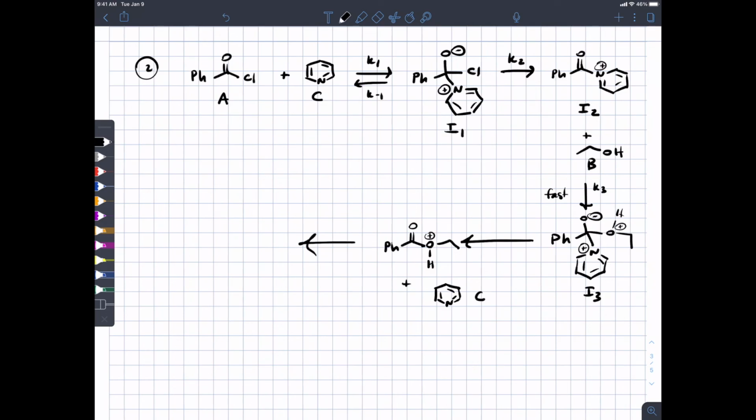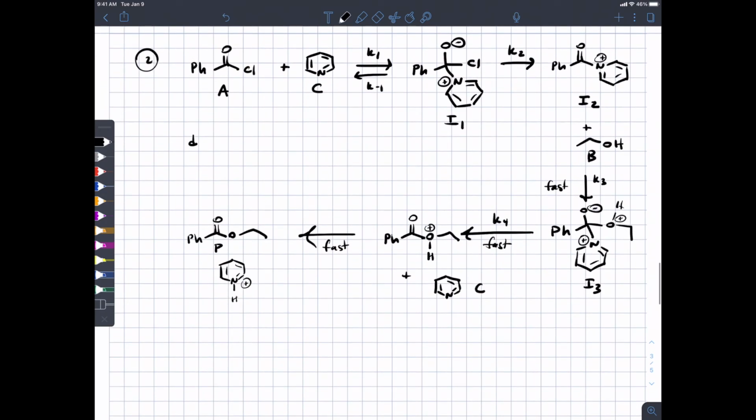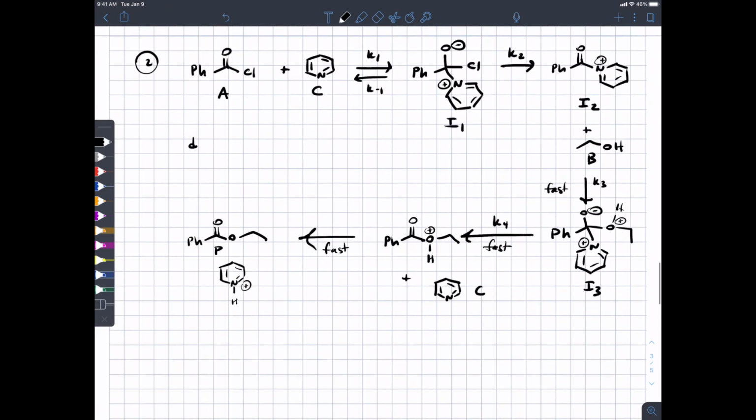And then reaction of that ester with pyridine to give you your final product and the pyridinium ion. Okay, so this is complicated. But if we assume that everything after K2 is fast and irreversible, then the appearance of our final product, which I think above we called product 3, the rate of appearance of product 3 with time should be equal to the rate of appearance of intermediate 2 as a function of time, which should be equal to K2 times the concentration of intermediate 1.